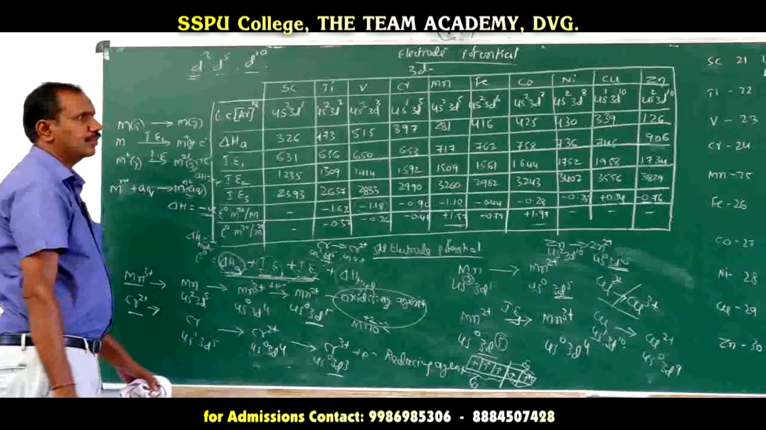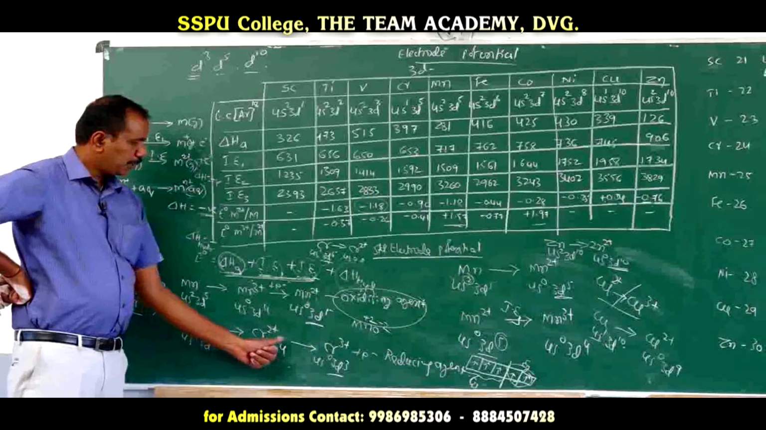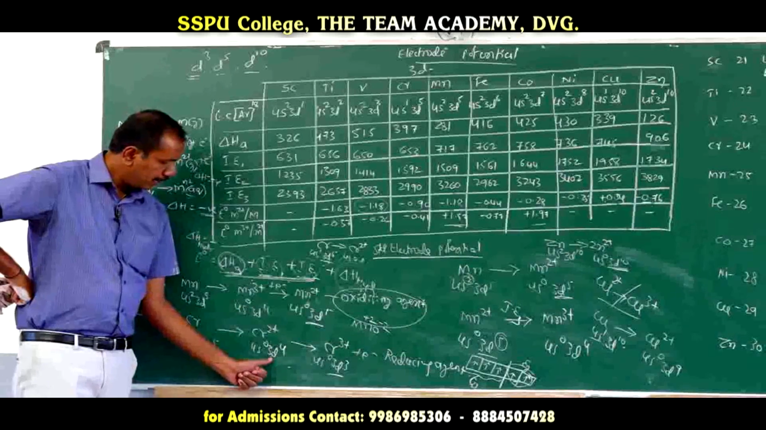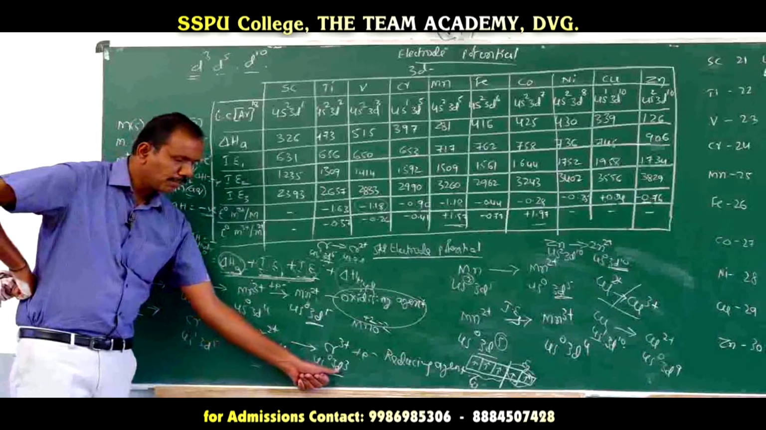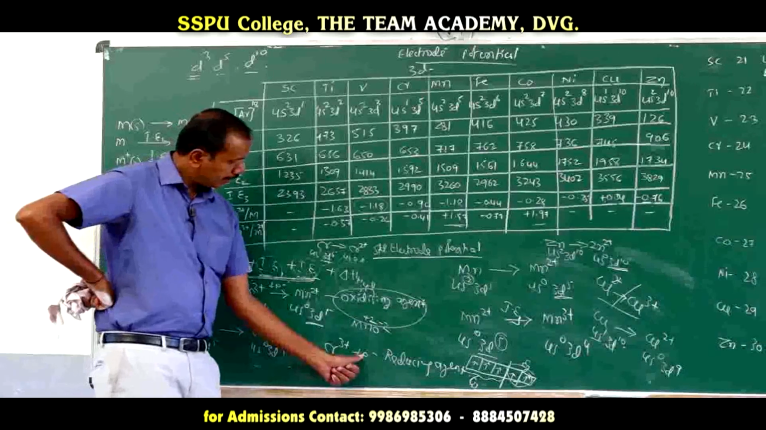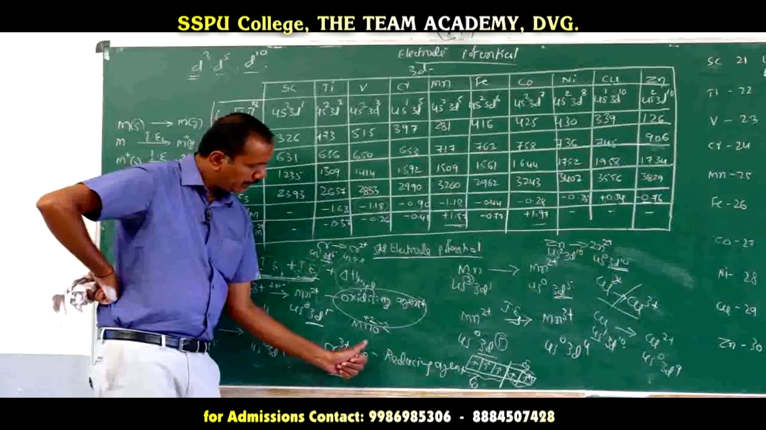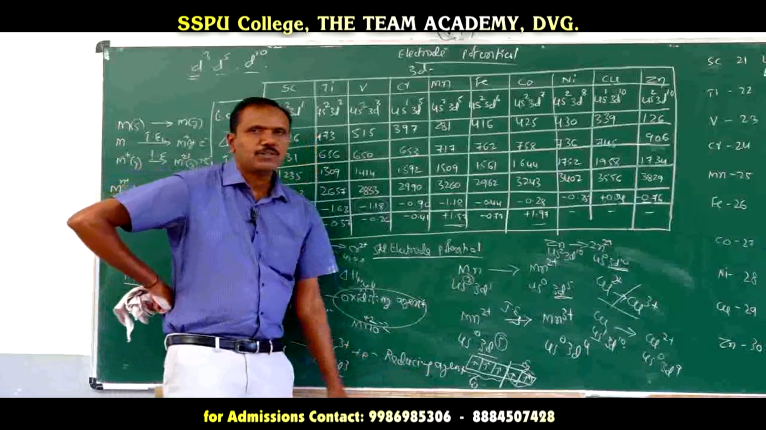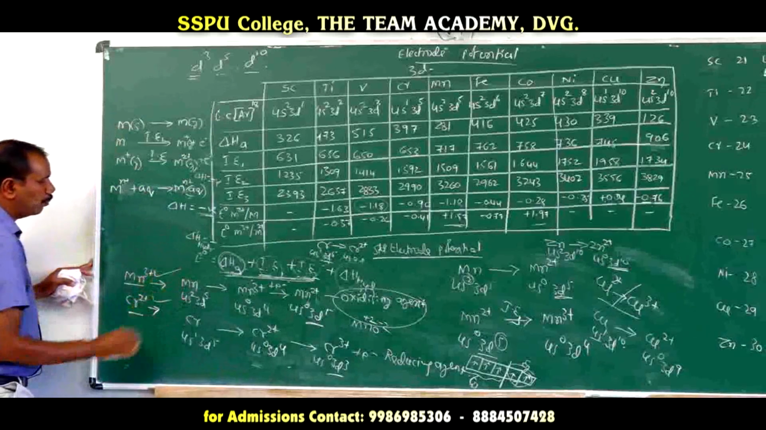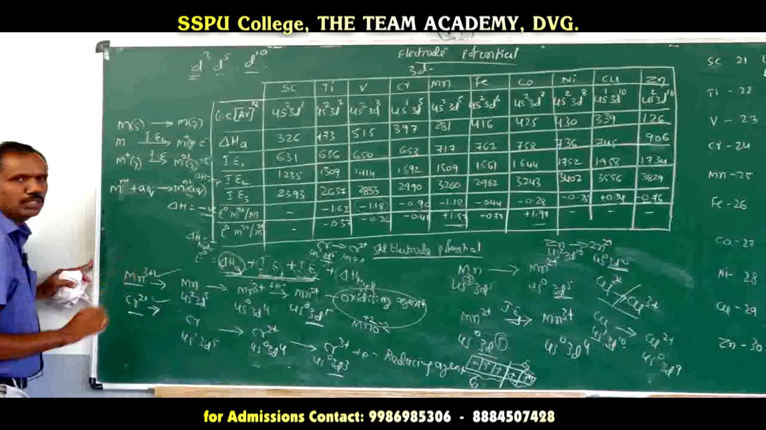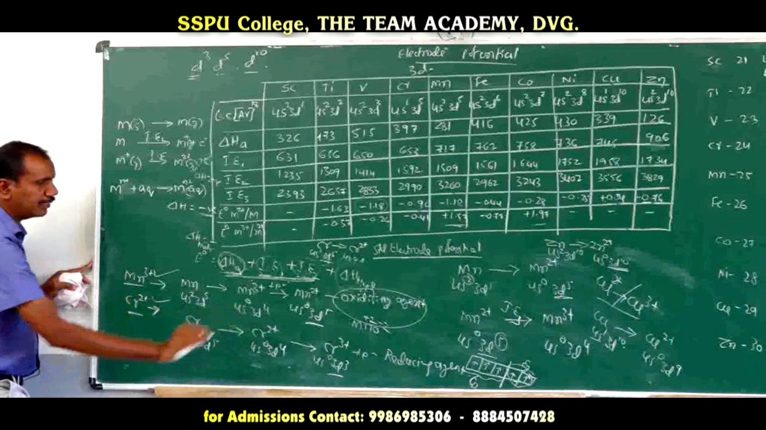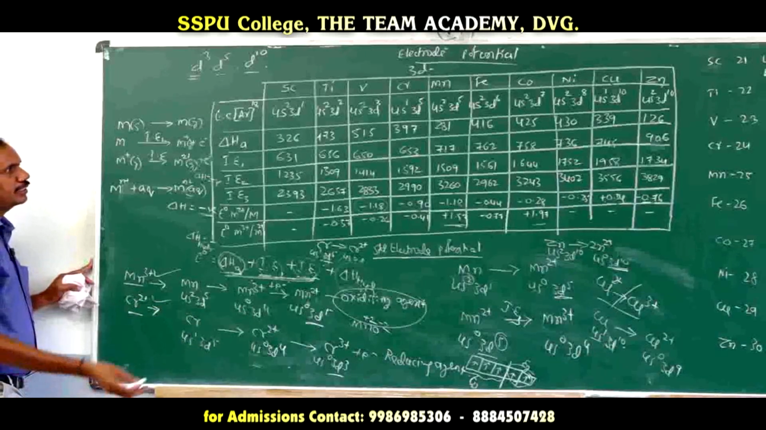Cr2+ becomes Cr3+ by losing 1 electron. Why? d4 becomes d3, and d3 is more stable than d4. It can lose an electron, meaning it undergoes oxidation. One which undergoes oxidation acts as a good reducing agent. Therefore, among Mn3+ and Cr2+, Mn3+ acts as a good oxidizing agent, and Cr2+ acts as a good reducing agent. Okay, like that.